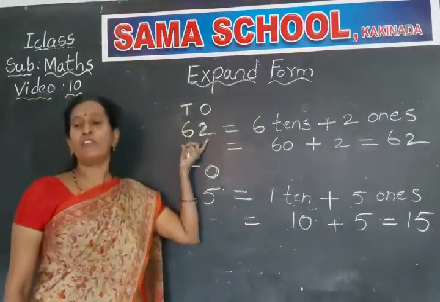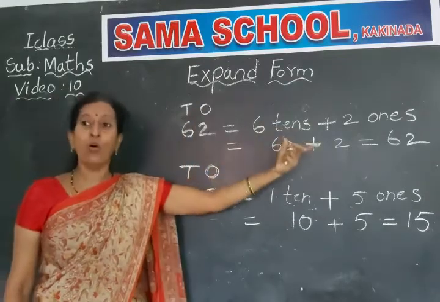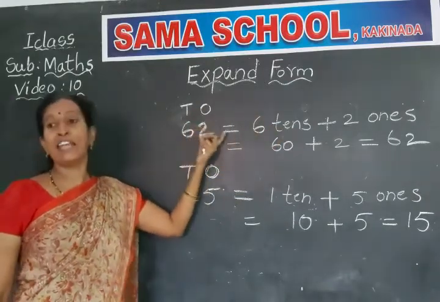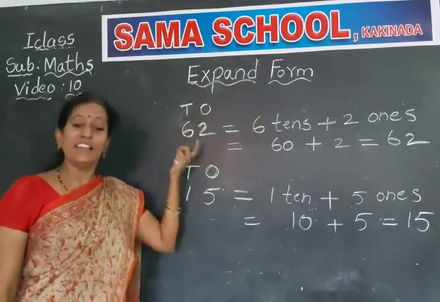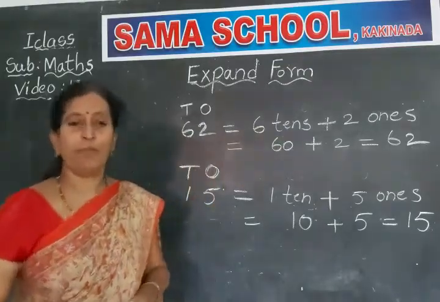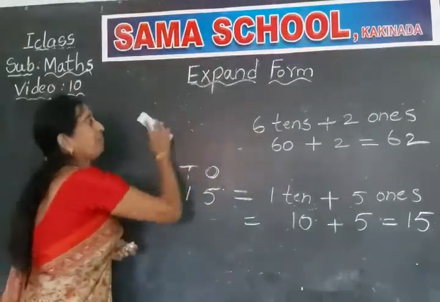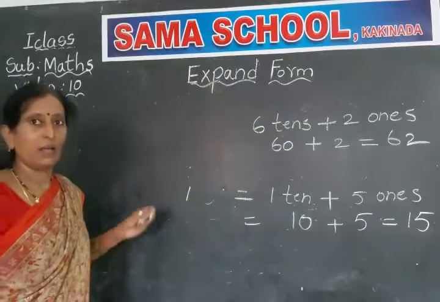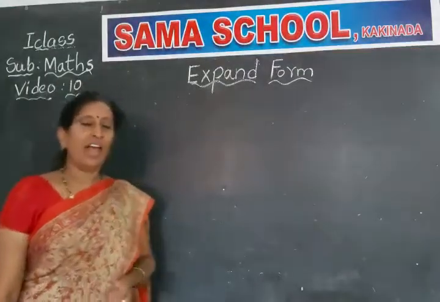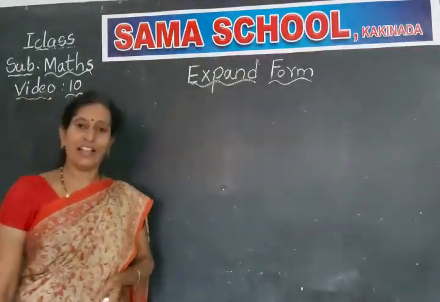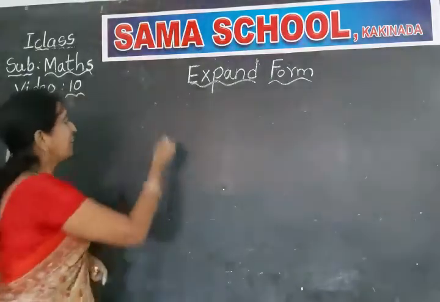Now children, do we understand what expanded form means? It is the short form of the number, which you expand more. You know about the place value of these numbers. This is the expanded form. Now I'll give some examples, children. You tell the answers. Okay?